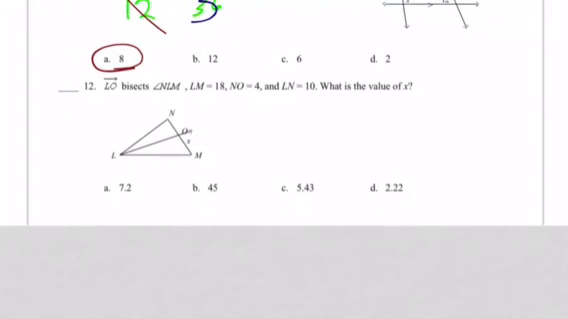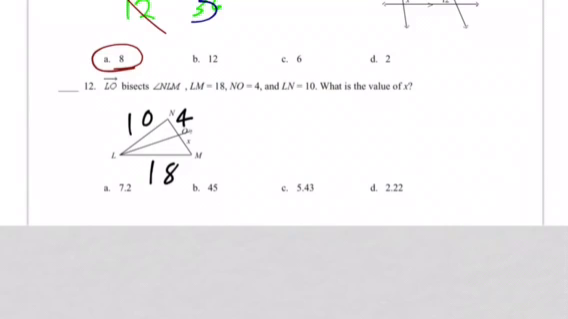Number 12, again, notice they label the information up here. I would suggest drawing it on the diagram so you can see that. Let's see, so LM is 18, NO is 4, and LN is 10. And they want us to find the value of x.